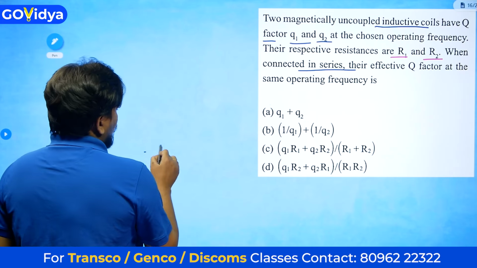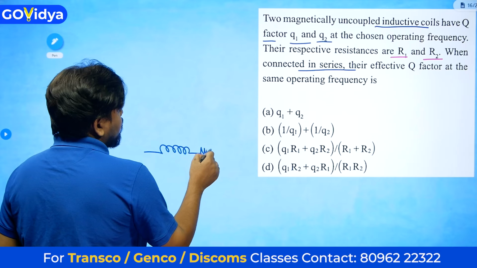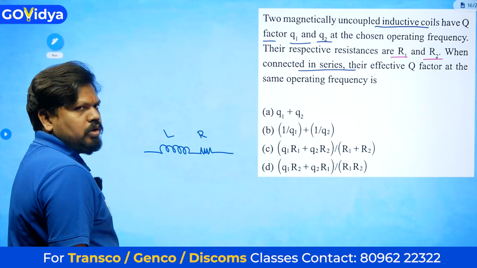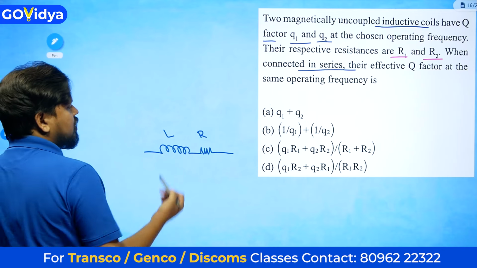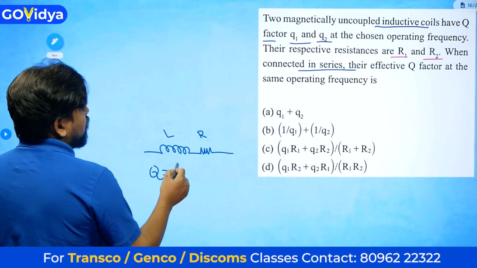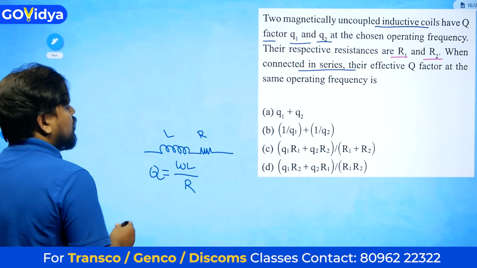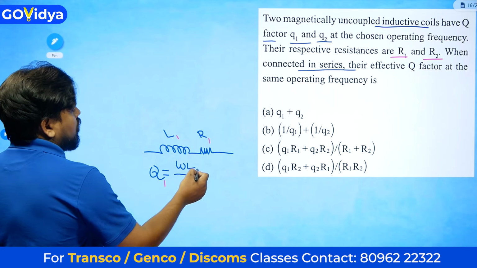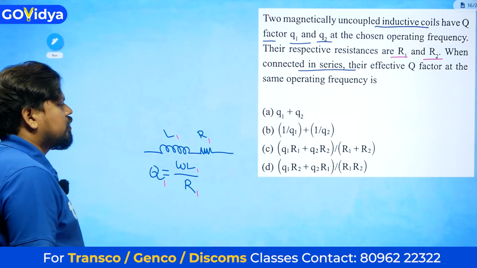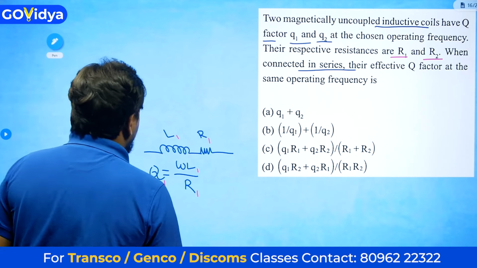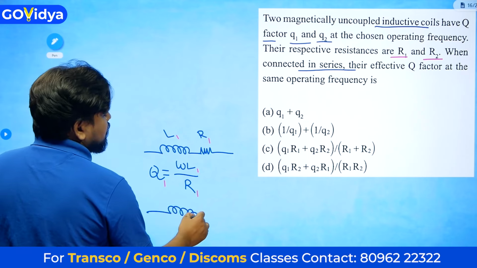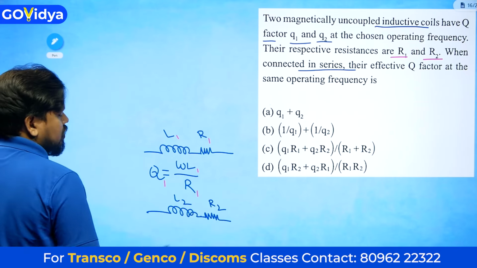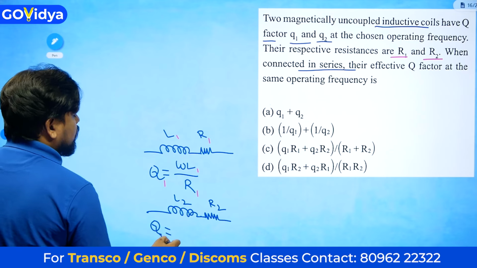Anyhow, for a coil, inductance will be there and similarly some resistance also will be there. Q factor we can give as omega L divided by R. If it is the first coil, L1, R1 and Q factor Q1, so it is omega L1 by R1. Similarly for the second coil, with the inductance L2 and R2, Q2 we have to write down, so Q2 equals to omega.